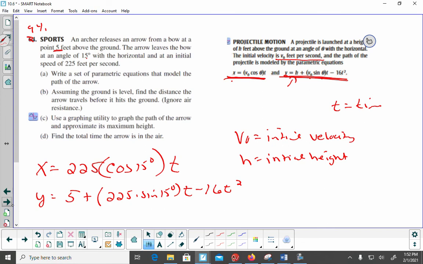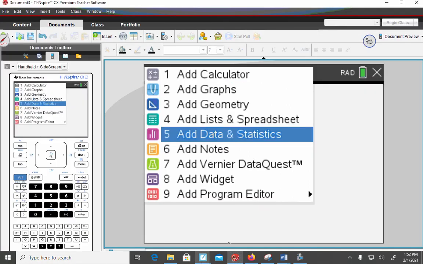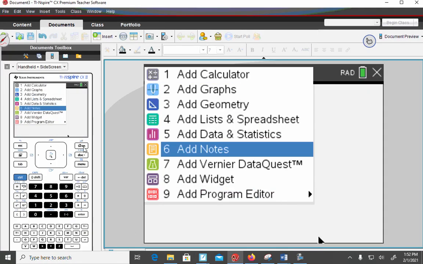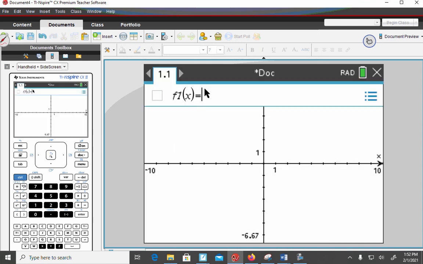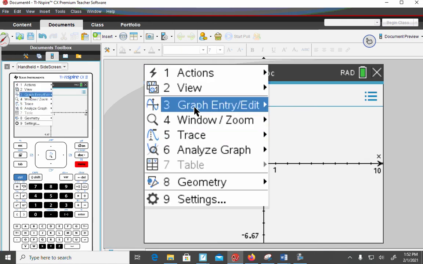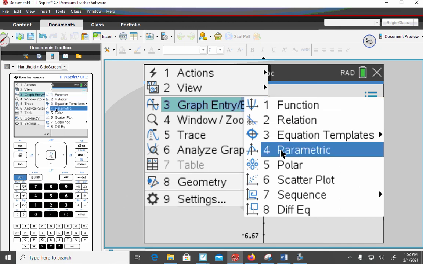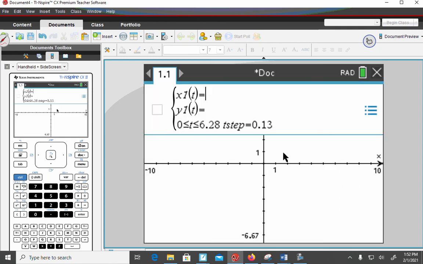So I'm pulling up my calculator. I am going to open a new document. I'm going to put it in a document because I want to add a couple pages to this. The first thing I'm going to do is add a graphs page. Right now it's in function. I don't want function, so I'm going to go to entry edit, and you will see number 4 is parametric. That's the one I'm going to choose right now.